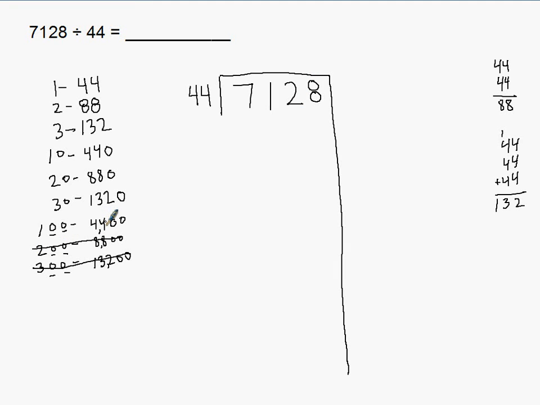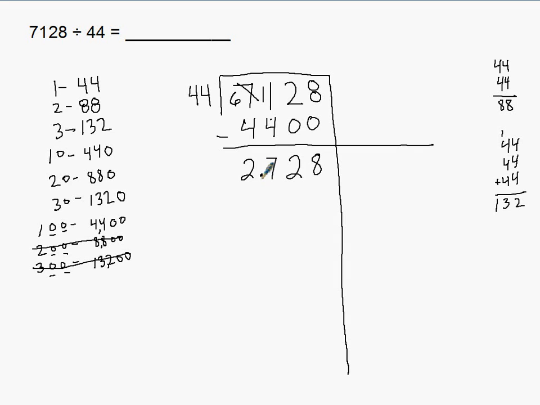Now I've got 4,400. So let's come on up here, 4,400. We'll subtract from 7,128. 8 minus 0 is 8. 2 minus 0 is 2. 1 minus 4, I can't do that, so I'll borrow from the 7. 11 minus 4 is 7. 6 minus 4 is 2. And to get 4,400, I multiplied times 100, so we'll put this 100 right over here on this line.